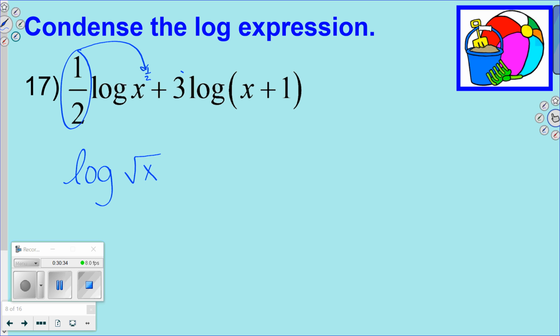And then I have a plus sign, which means I am multiplying. The 3 goes back as an exponent here. Do I need to multiply that out? No. So that's x plus 1 to the 3rd. Don't ever multiply that whole thing out. Just don't. It gets ugly and it's not necessary. Questions on that one?